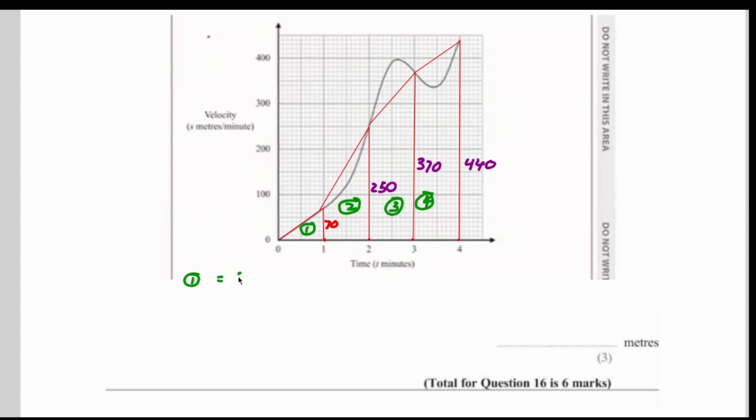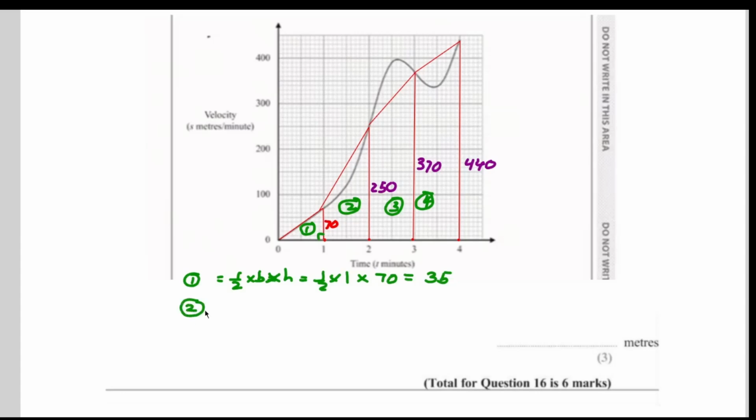How to get the area of a triangle? Half into base into height. So half, we know that this is 90 degrees. Then base is 1, height is 70. Then the answer is 35.